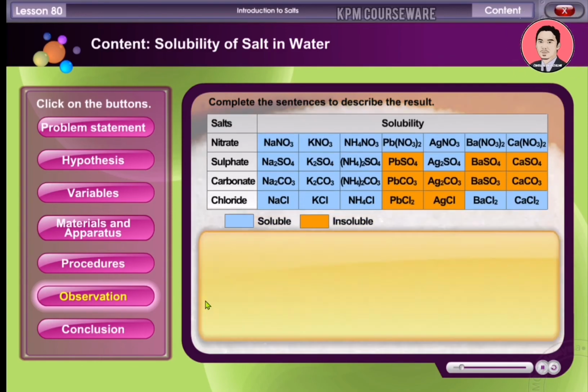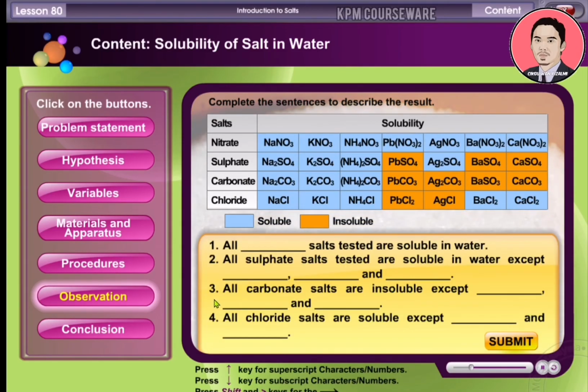What can you infer from the recorded data? Complete the sentence to describe the result. Key in the appropriate words in the space provided. Click on the Submit button when you have finished. Sorry, try again.